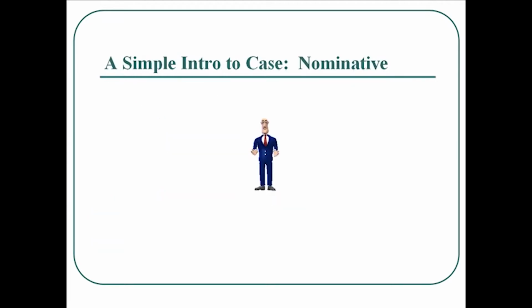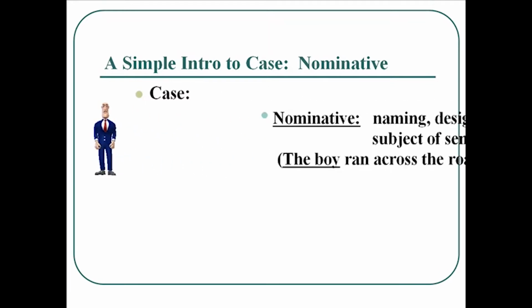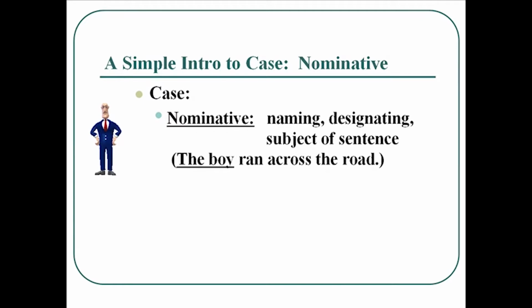The cases in Greek provide the beginning student with one of the most difficult hurdles early in first-year Greek. The cases describe how nouns function in the syntax of the sentence. There are 5 of these case endings. So let's jump in and look at the most prevalent one, the nominative. It's called the naming or designating or nominalizing case. Usually it functions as an indicator of the subject of the sentence. So the boy ran across the road. The boy would be in the nominative in Greek.